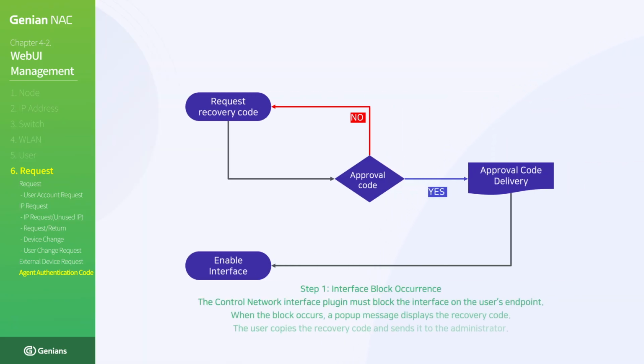Step 1. Interface block occurrence. The Control Network Interface plugin must block the interface on the user's endpoint. When the block occurs, a pop-up message displays the recovery code. The user copies the recovery code and sends it to the administrator.